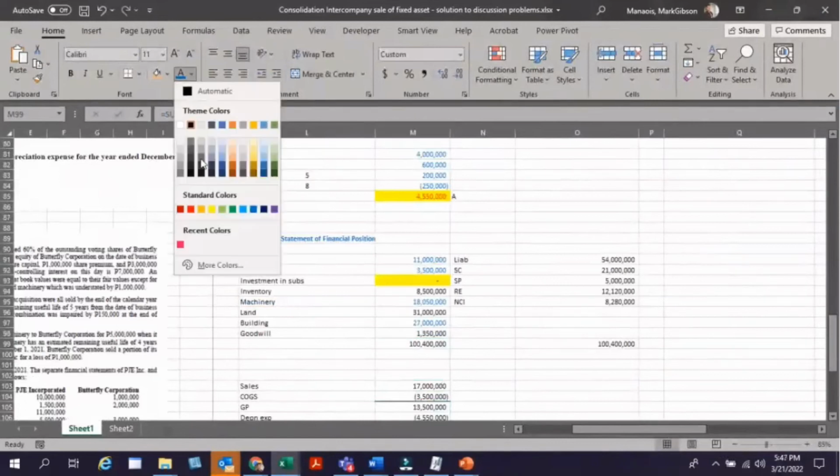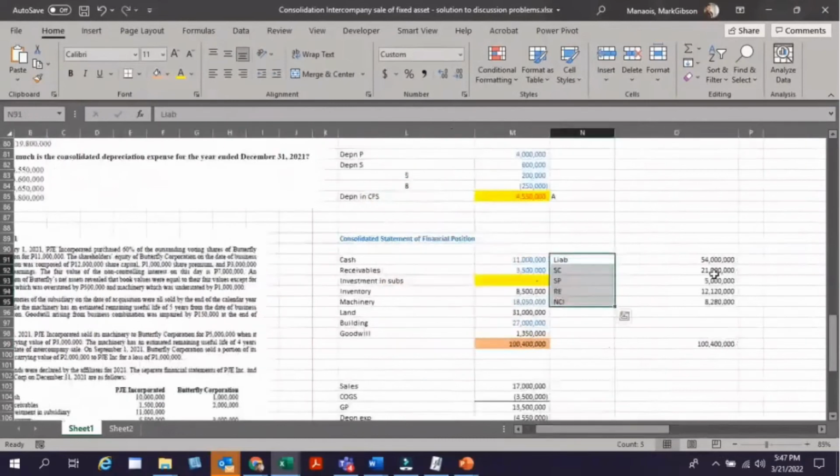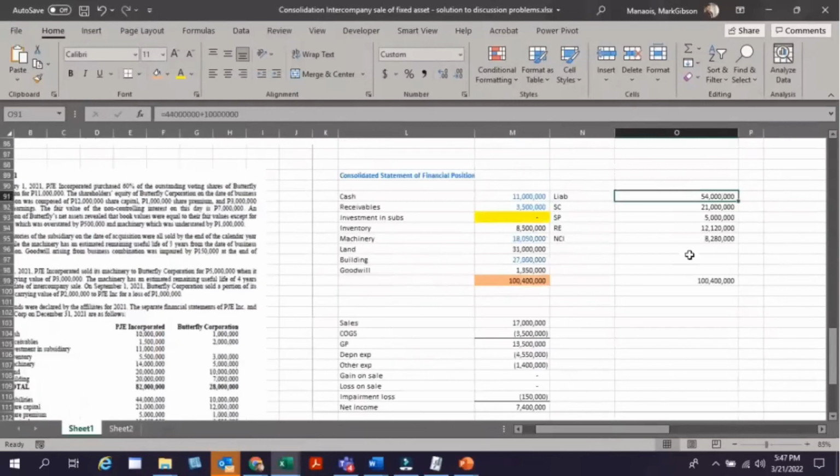Pati yung total assets natin. Punta natin yung other side. We have liabilities and the equity. So liabilities muna, 54 million. So that's 44 plus 10 million. 44 kay parent, 10 million kay subsidiary. So that's 54 million.